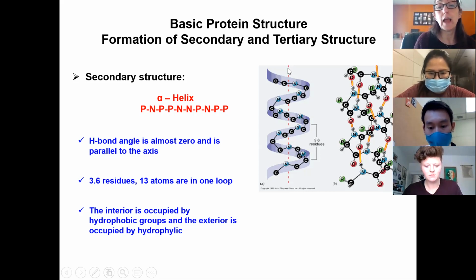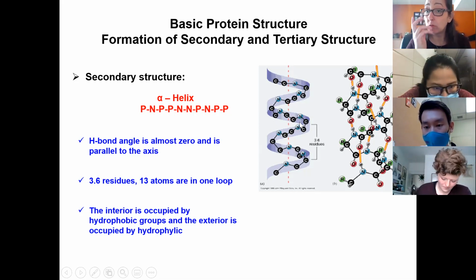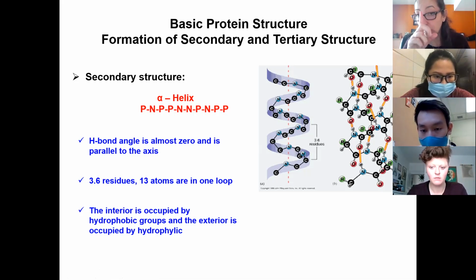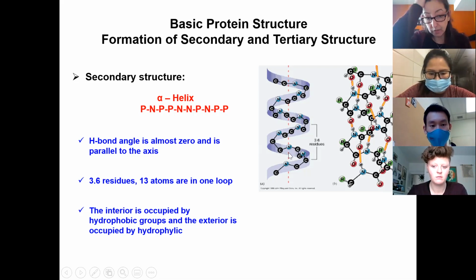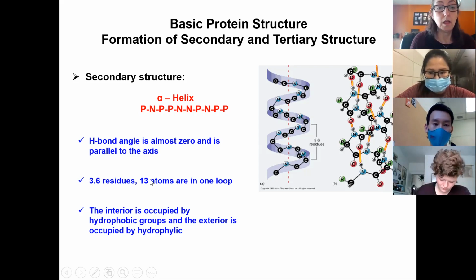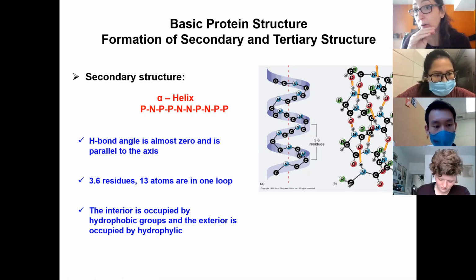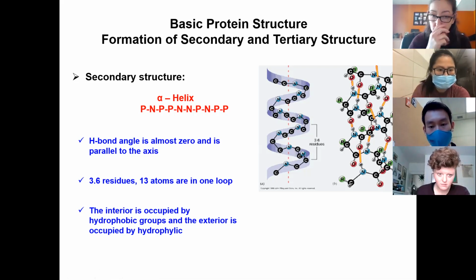And this here is the axis of the alpha helix, and you have formation of hydrogen bonds between the different residues and functional groups within the amino acids. The hydrogen bonds usually are parallel to the axis of the alpha helix. So you have hydrogen bonding occurring in parallel to that axis, basically. And in most cases, your hydrophobic groups, it could be just the R group of the amino acid itself, would be targeted towards the interior of that alpha helix.